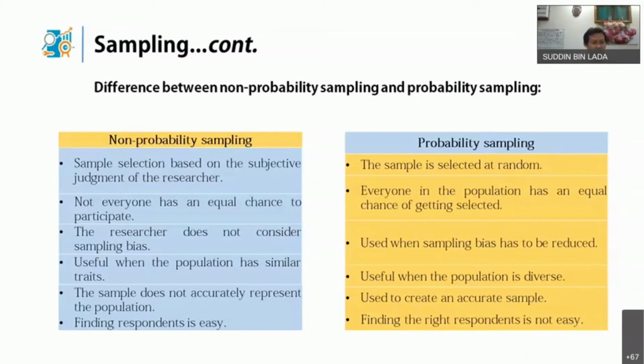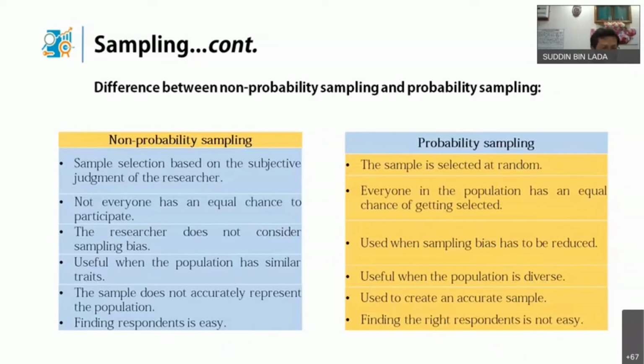Number two: not everyone has an equal chance to participate. This is the main criterion for non-probability sampling, because the area is very wide and we cannot cover it. Compared to probability sampling, everyone in the population has an equal chance, especially when you control the population and group them systematically or in clusters. So the population has an equal chance of getting selected.